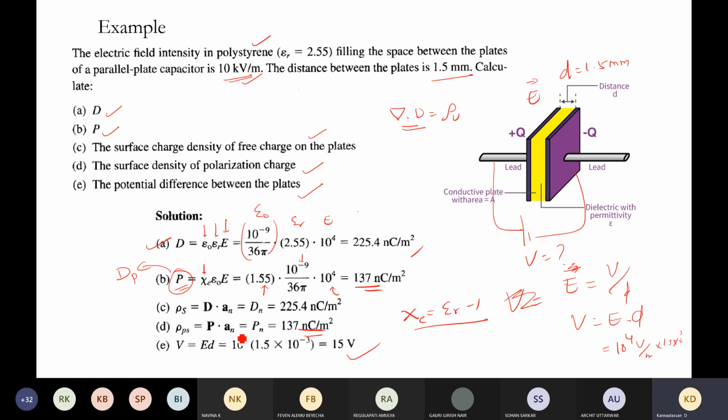The only difference is that it will be a vector, in the same direction as that of the electric field itself. The total charge density can be calculated in terms of the D itself. So these two values will be the same, and the V is already calculated. So this is a simple example you can work out.